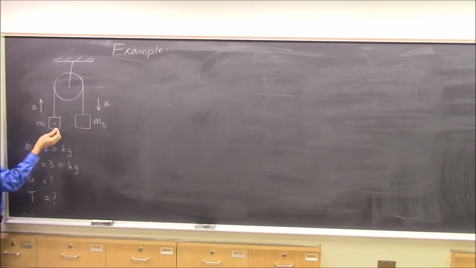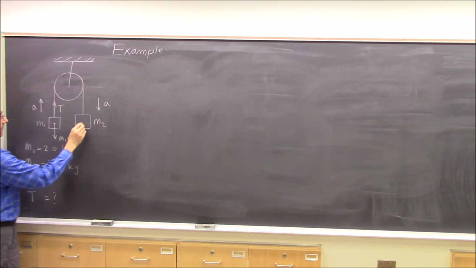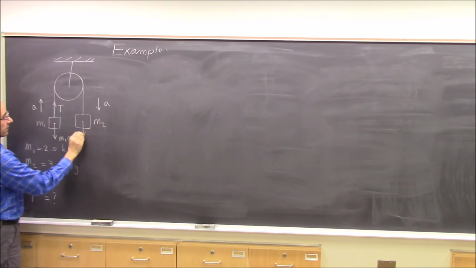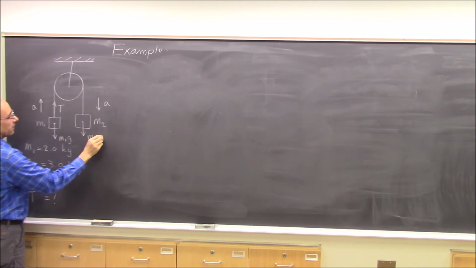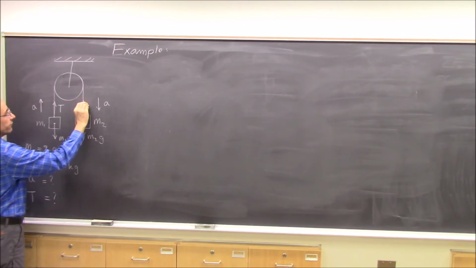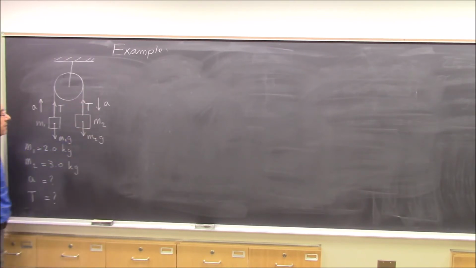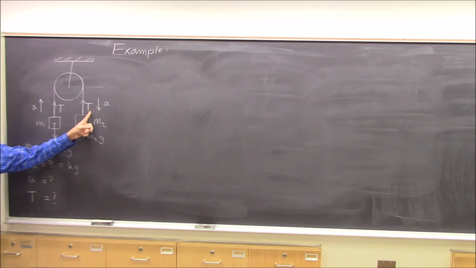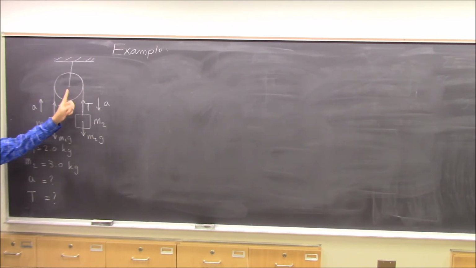There are two forces acting on each one. M1G acting downward on this one, and tension force acting upward. And here, M2G and tension force. The tension force here and here are the same because the pulley is massless and frictionless. Alright, so we have this situation. Then we can apply Newton's law for each one separately.